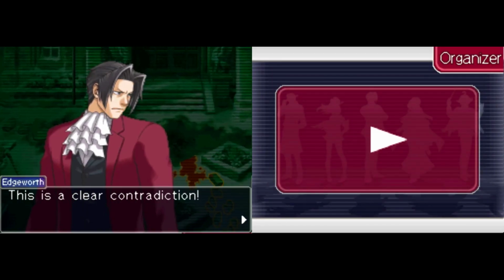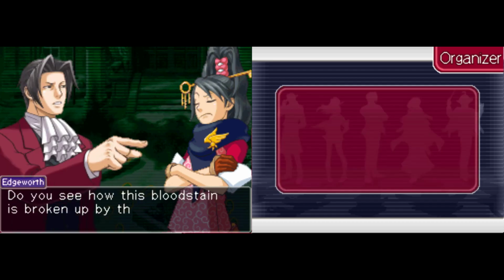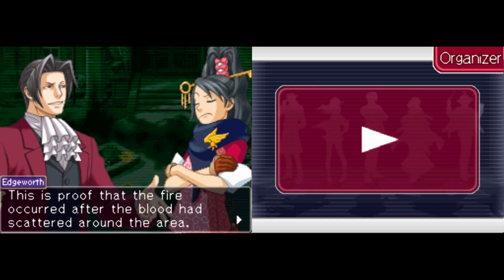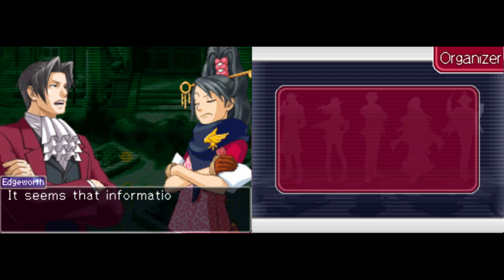Yeah. This is a clear contradiction. Huh? You mean this bloodstain? Do you see how this bloodstain is broken up by the remains of the fire? This is proof that the fire occurred after the blood had scattered around the area. Huh? But I thought the fire occurred before the murder. It seems that information is suspect as well.